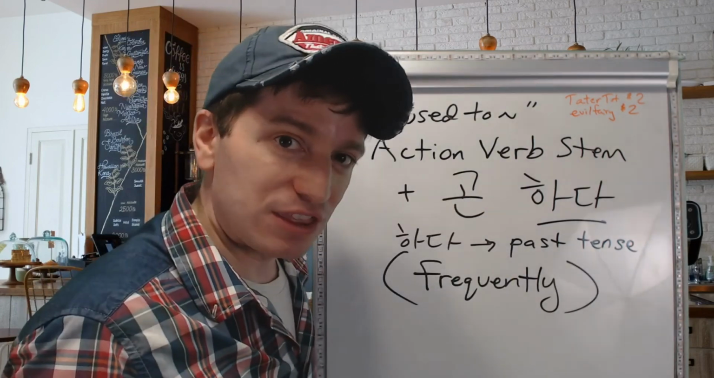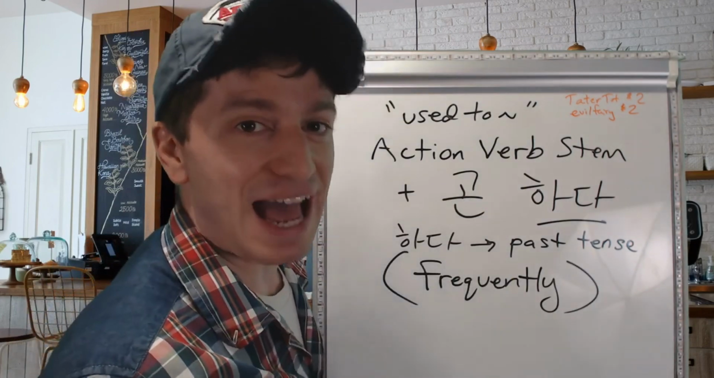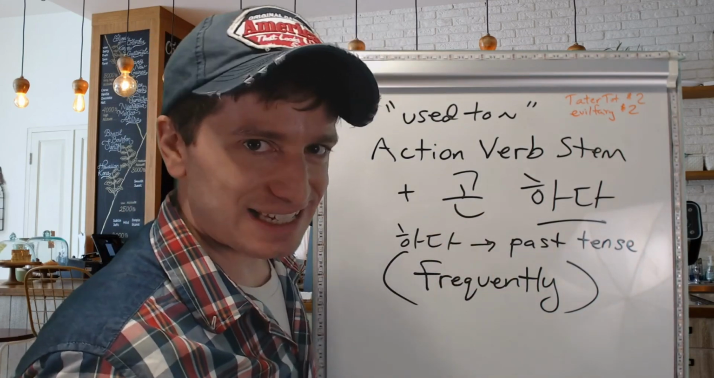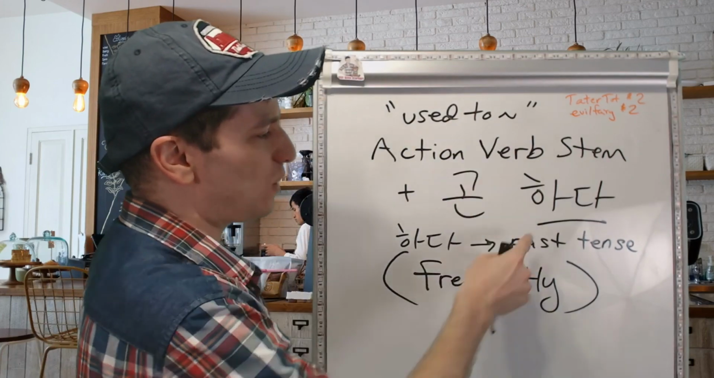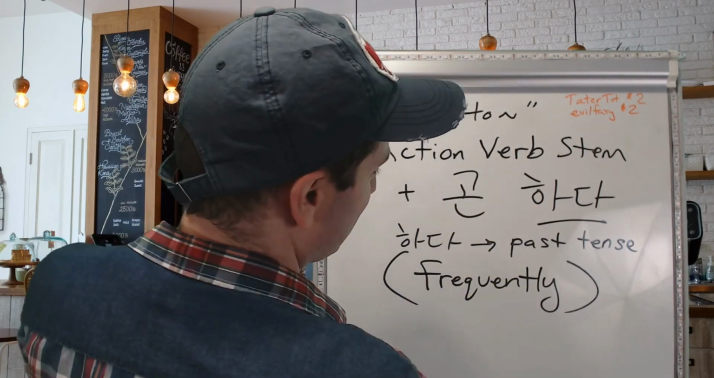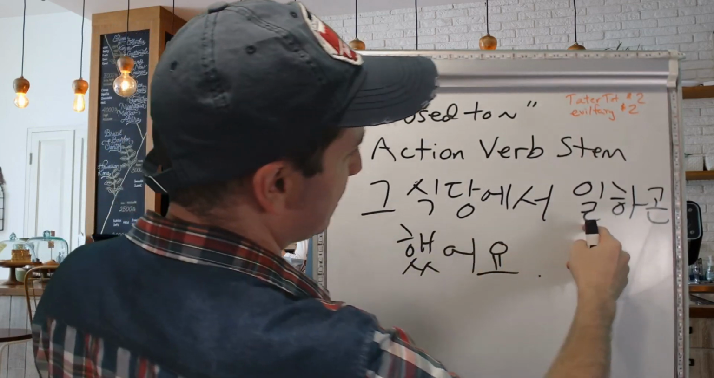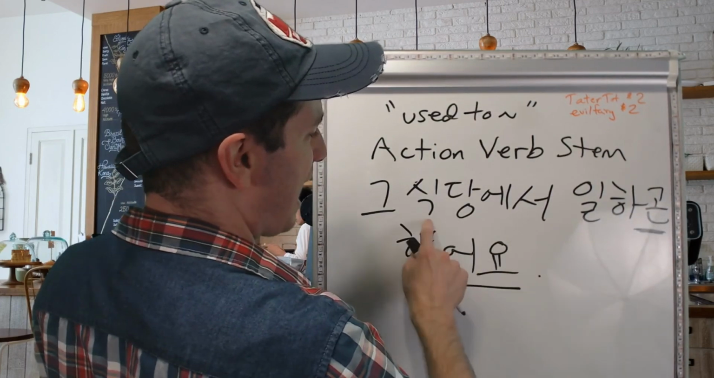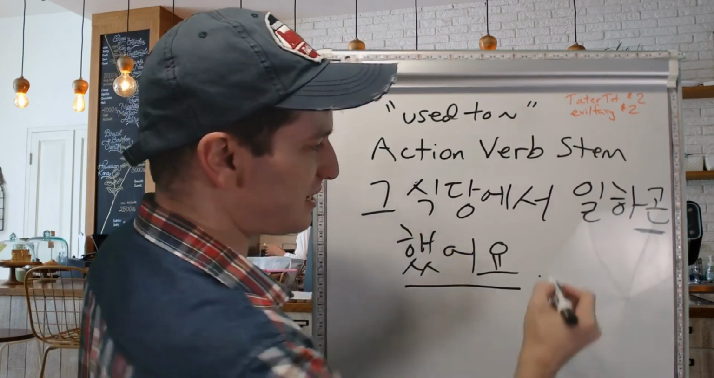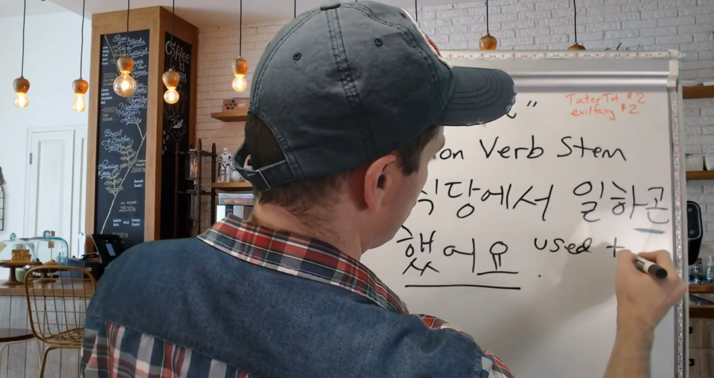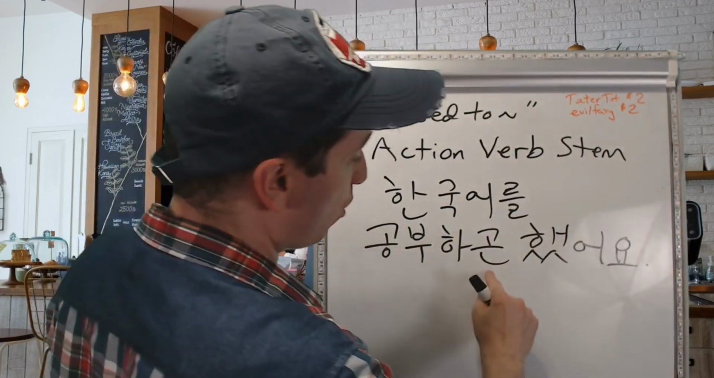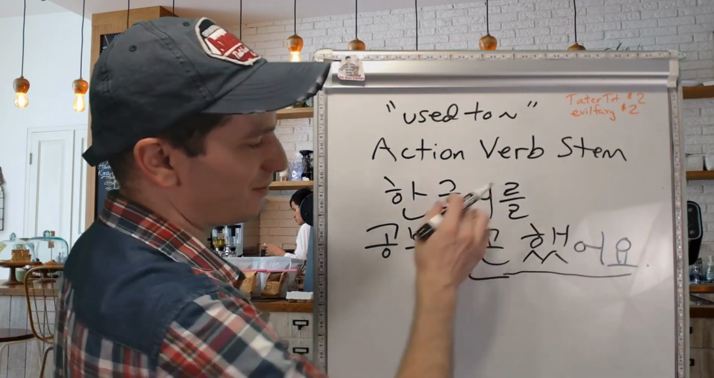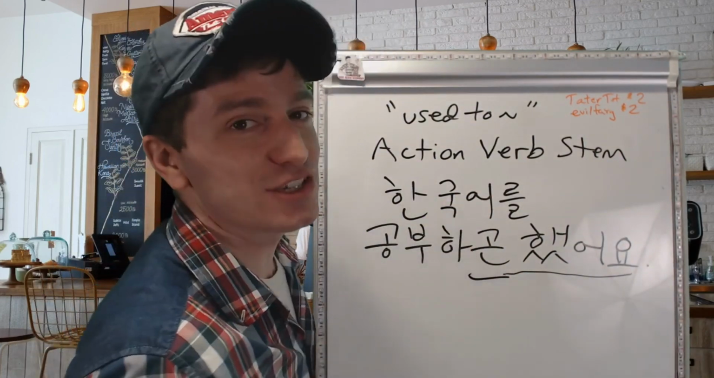Just like we had 던, which was something that occurred frequently in the past, 곤 shows that something happens frequently, but it can be in any tense. When it becomes used to is when this is put in the past tense. So let's take a look at an example. 그 식당에서 일하곤 했어요. So literally, I frequently worked at that restaurant. So we can translate this as I used to work. 한국어를 공부하곤 했어요. I used to, so I frequently did study Korean. I frequently studied Korean, or I used to study Korean.